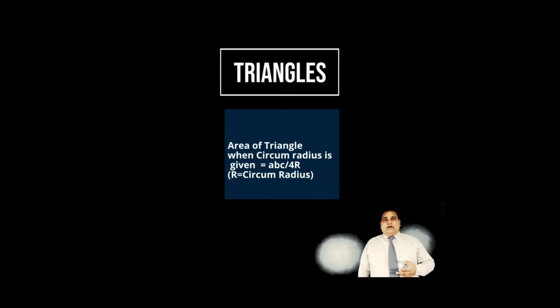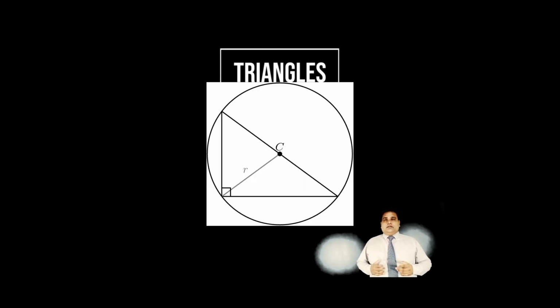Concept number 24, area of a triangle when circumradius is given. When circumradius is given, the area of the triangle will be ABC upon 4R. ABC are the three sides of the triangle and R is the circumradius. We can also use this formula vice versa to find the circumradius: R equals ABC upon 4A. So if the area and all three sides are given, we can find the circumradius also.